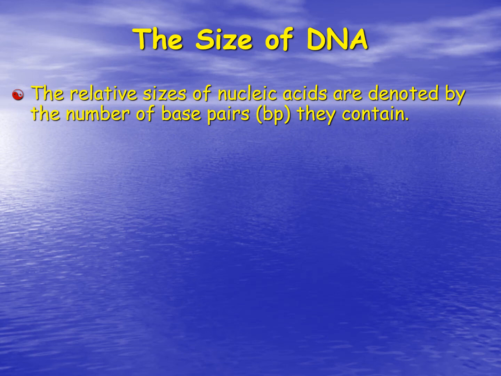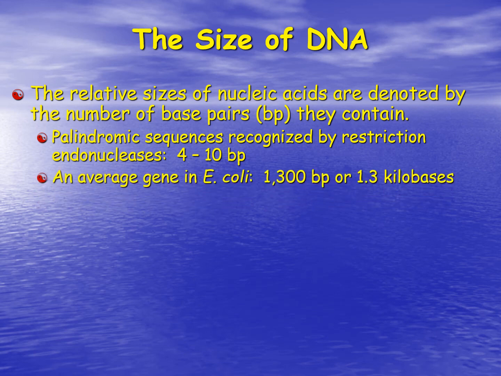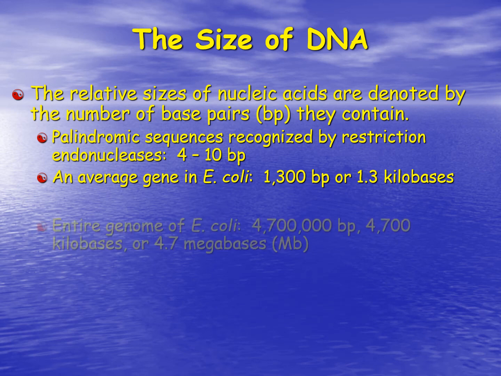The relative size of nucleic acids is denoted by the number of base pairs, A, T, C, and G pairs, that they contain. Palindromic sequences, I said, were recognized by restriction endonucleases, and typically these restriction sequences are about 4 to 10 base pairs in length. The average gene in an E. coli bacterium is about 1,300 base pairs, or 1.3 kilobases.